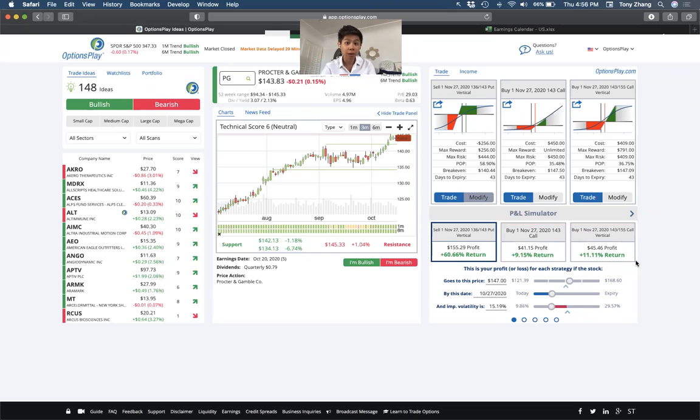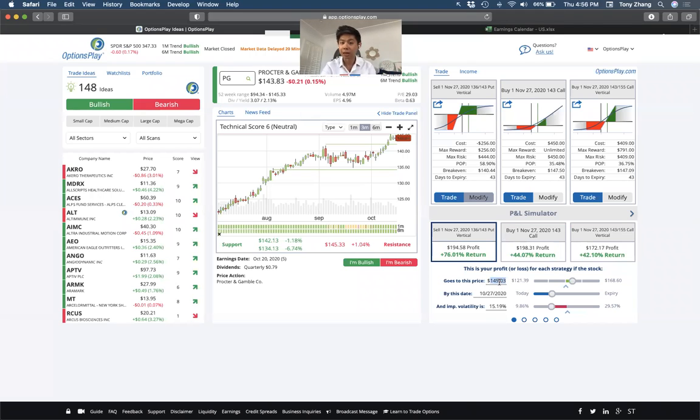Now, how do you make money with the two strategies on the right-hand side? You really need the stock to make a sizable move to the upside. As you can see, if the stock gets up to 149 or so, now these two strategies start to come to life at about 149. So you have to ask yourself, do I think Procter & Gamble is going to get up to 149?